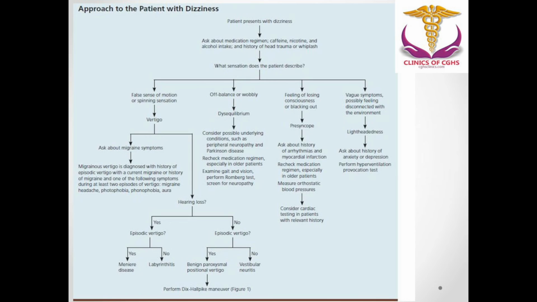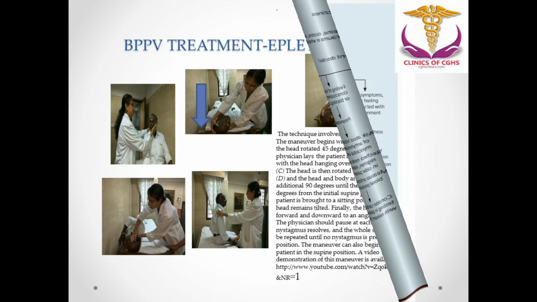Episodic vertigo without hearing loss is benign paroxysmal positional vertigo, which can be further diagnosed with a positive Dix-Hallpike maneuver. Persistent vertigo without hearing loss could be vestibular neuritis.